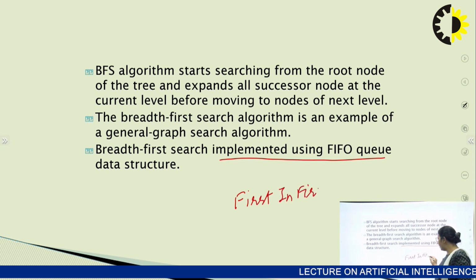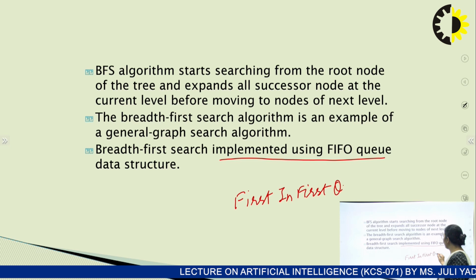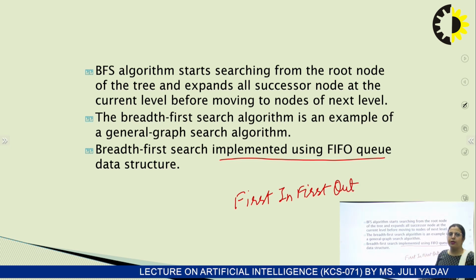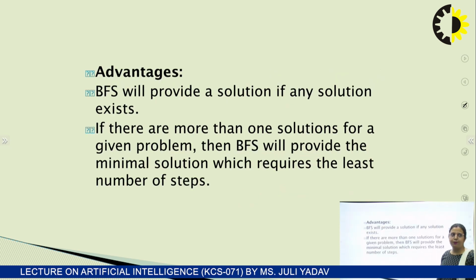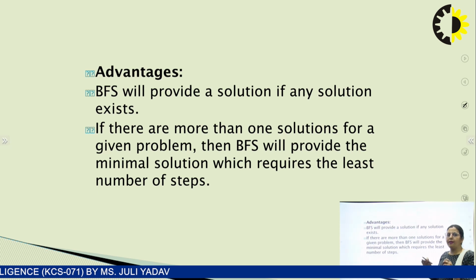The element that comes first has to be put in the list first, and it has to be taken out first also. So it uses the queue data structure that uses the FIFO implementation. So here are the advantages of BFS. BFS will provide a solution if there is any solution. It will definitely provide a solution if there is any solution.